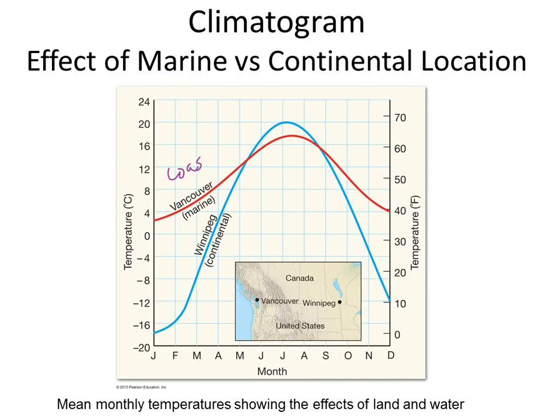Coastal location, Vancouver. I'll ask first Vancouver and then Winnipeg: which one has the greatest temperature range? How many people think it's Vancouver? How many people think it's Winnipeg? I do too. It's got the temperature swings going on.